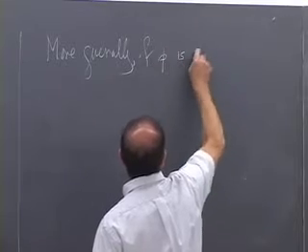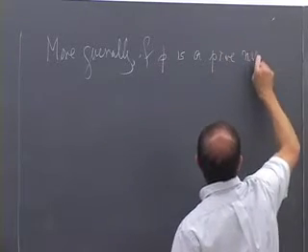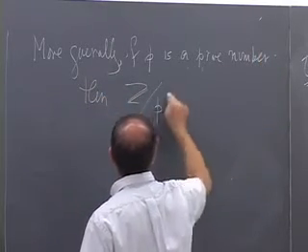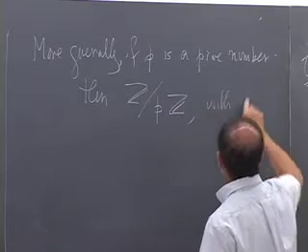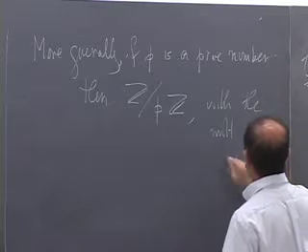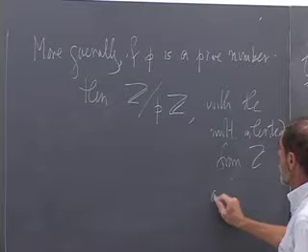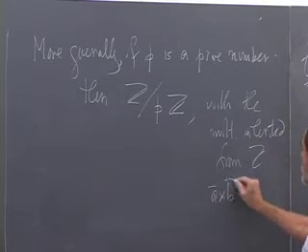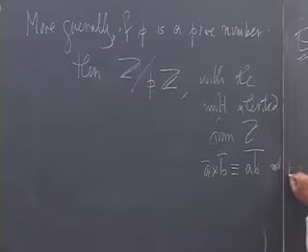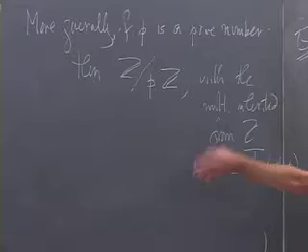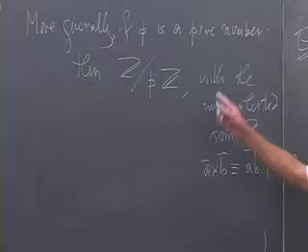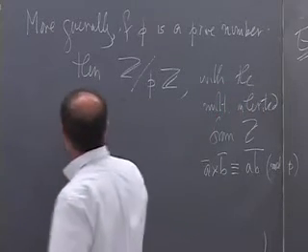if P is a prime number, then Z mod PZ with the multiplication inherited from Z, in other words, A bar times B bar is congruent to AB bar mod P. Namely, you represent the classes by integers, you multiply them, and you take the remainder after division by P, the way Peter described the multiplication table to you, on Z mod NZ, is a field.